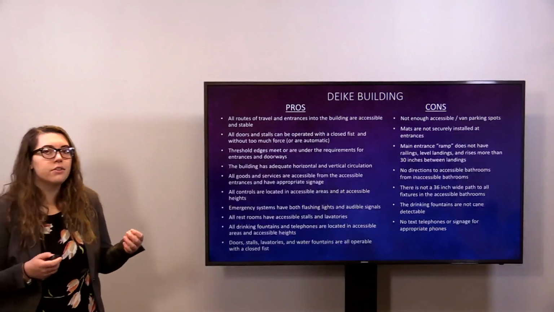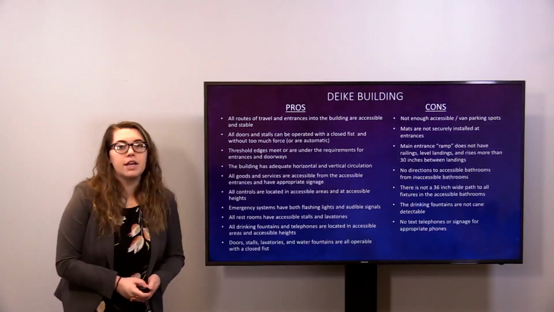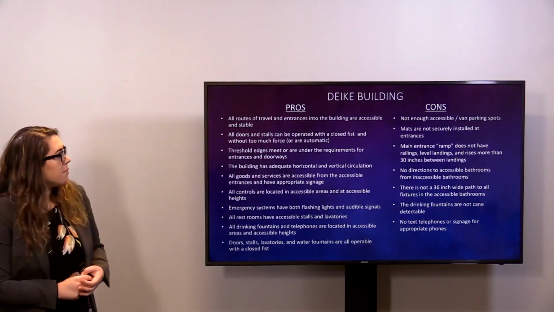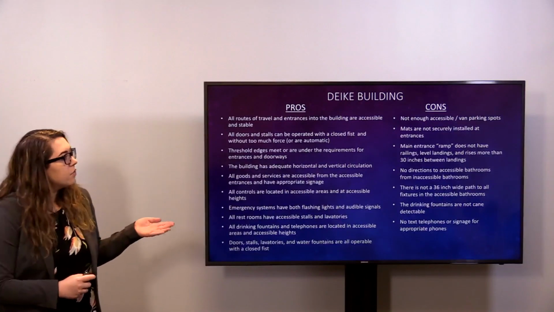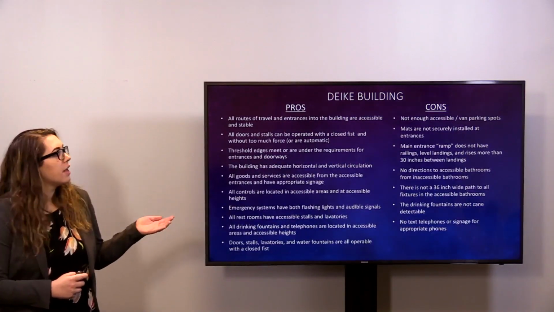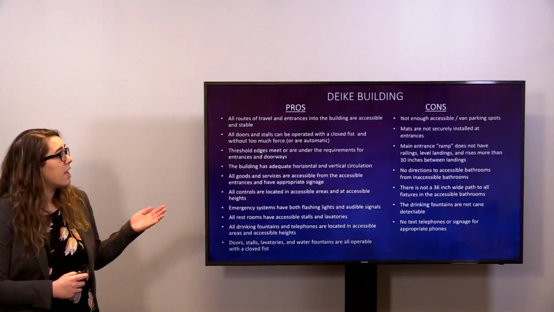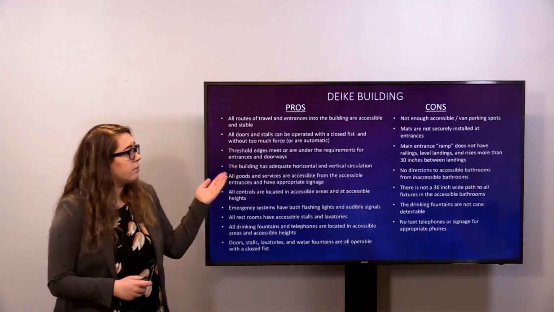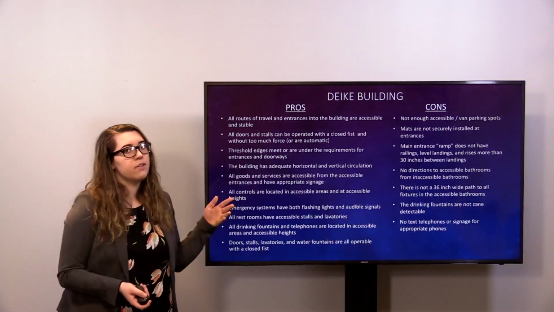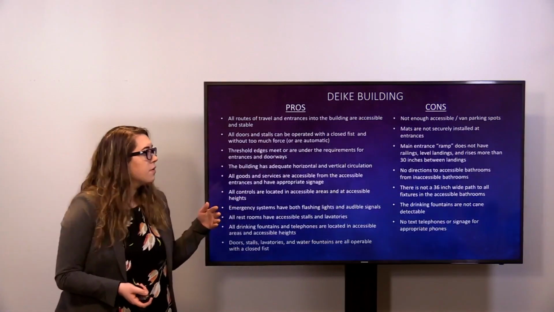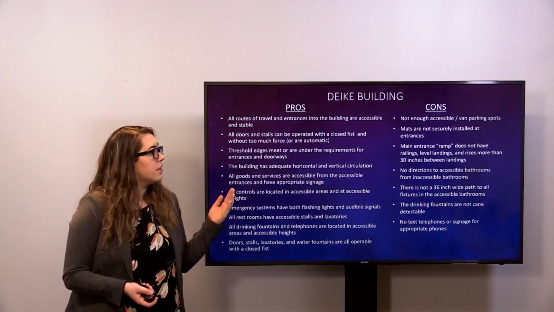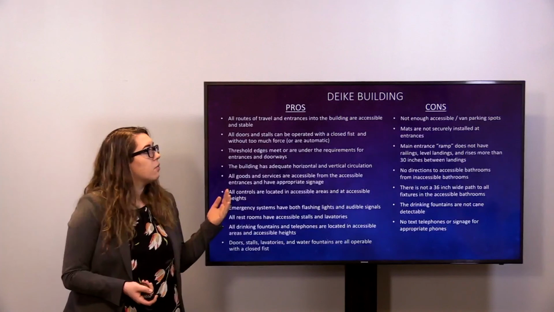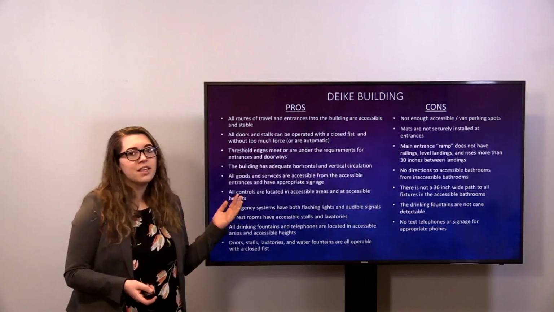So this concludes my evaluation of the Deike building following the ADA checklist. As you can see, there are more pros than cons for this building. Overall, the Deike building has pretty good accessibility, but obviously there are improvements that can still be made. As seen in the previous 4 slides, the barriers are easily identifiable, and the improvements that need to be made were identified throughout. Thank you!